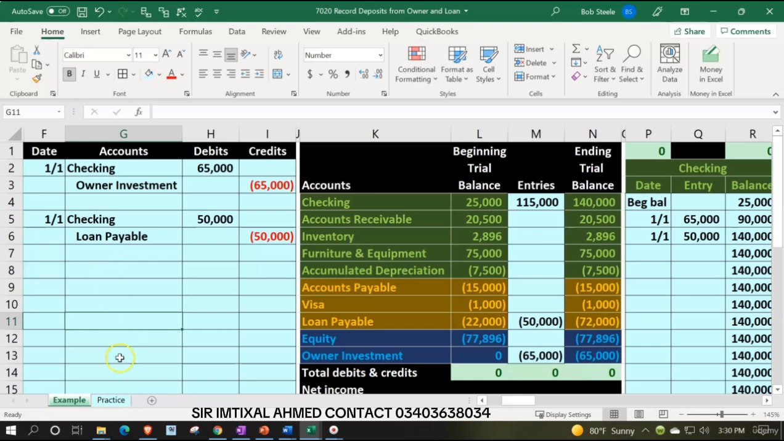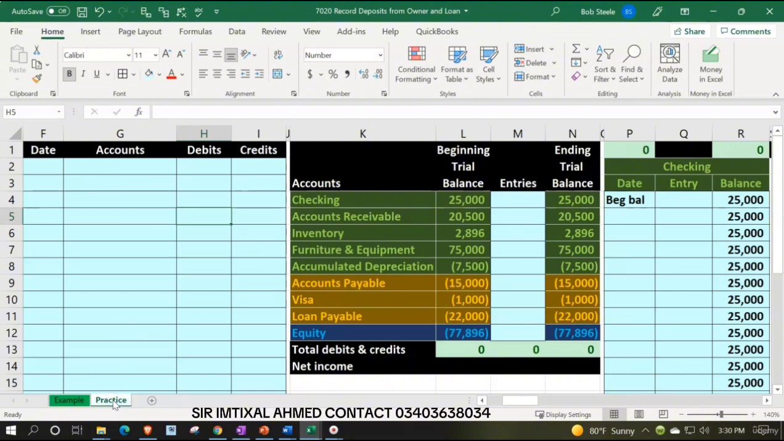So we're going to go back to the second tab over here, the practice tab, and we're going to imagine the owner putting money from their personal investments into the business to invest in the business. So we're going to start off and say that happens on 1/1. We're going to say the checking account is going to be an increase. Now the other side is not going to go to an income account.